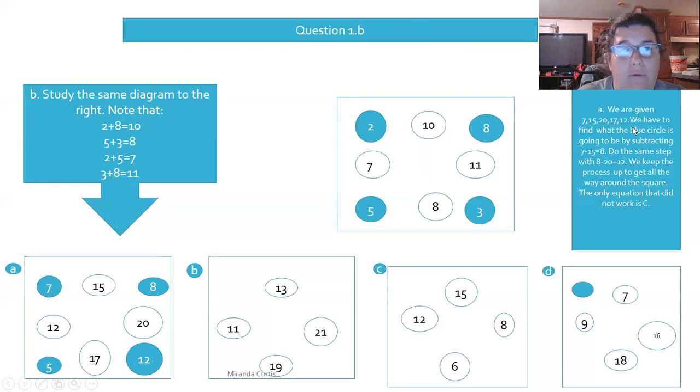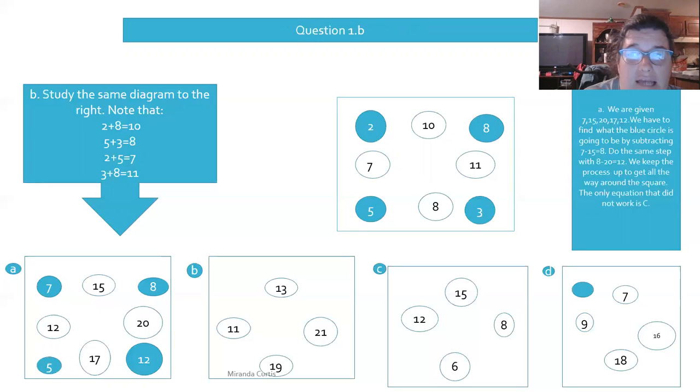Okay, so in A, this is how we're going to try to solve all the other ones. In A, we are given 7, which is in our blue, 15, which is our white bubble, 20 is in our white bubble, 17 is a white bubble, and 12 is a blue bubble. We have to find what the blue circle is going to be by subtracting. In order to get 15, we got 7 and 15. So 15 minus 7 is 8. And that's how we got that blue bubble.